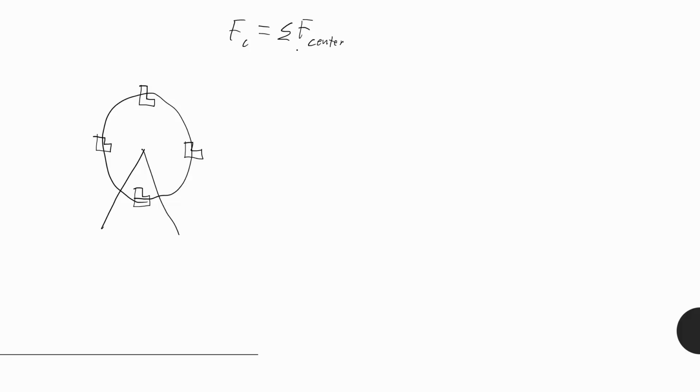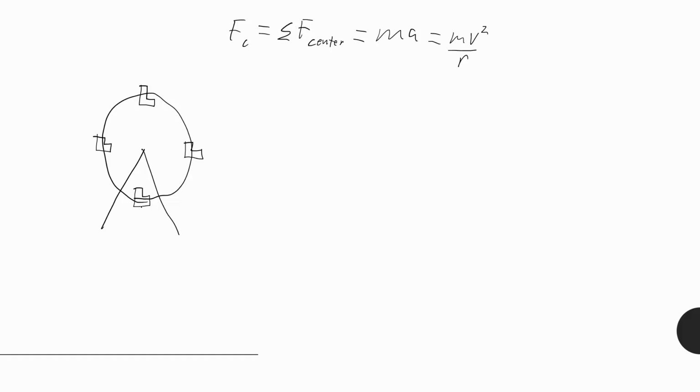Okay, so the sum of the forces is always equal to ma, and if our acceleration is v squared over r, then this centripetal force or central force is going to be mv squared all over r. So pretty straightforward, just throw an m in there.